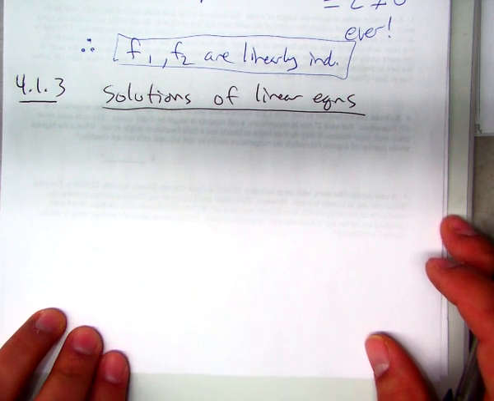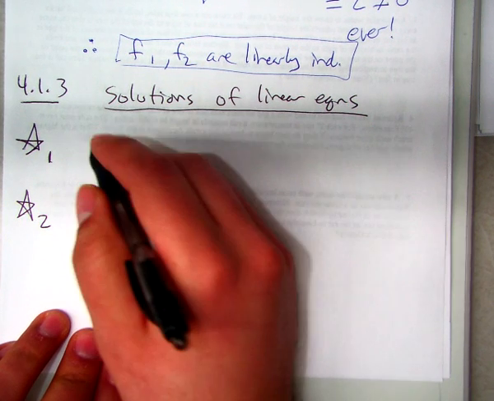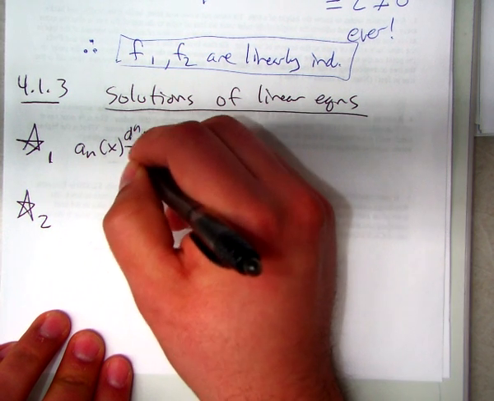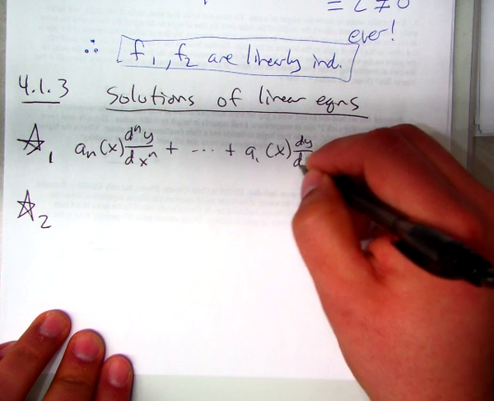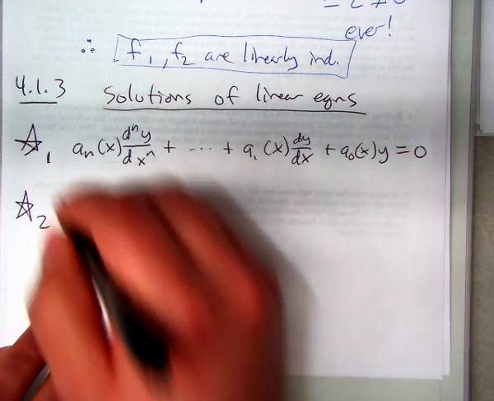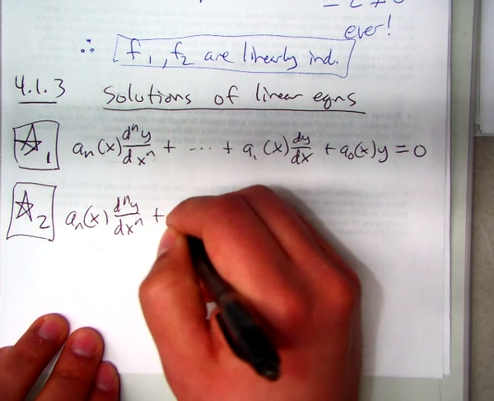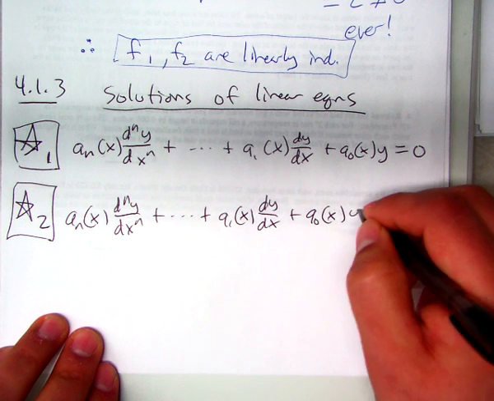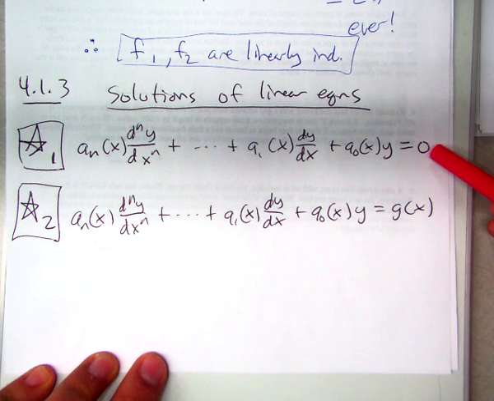All right. Let's write 2 things down. Star 1, star 2. Star 1 is going to be a sub n of x, the usual linear equation, but we're going to set this one equal to 0. Star 2 is going to be the exact same thing, but now it will equal, instead of 0, some function g of x. Okay, this little difference between having a 0 and a g of x is going to be huge for us.